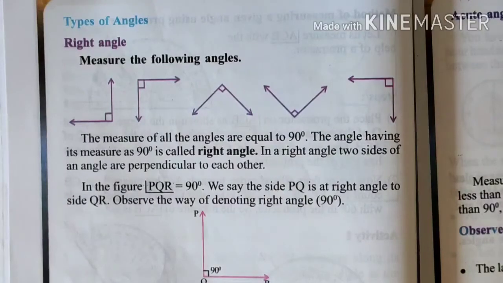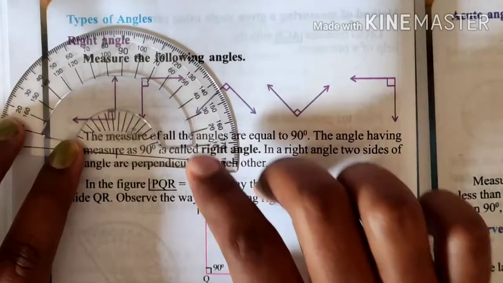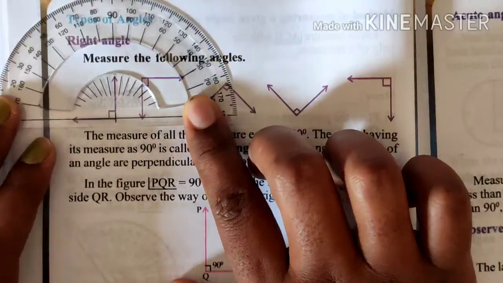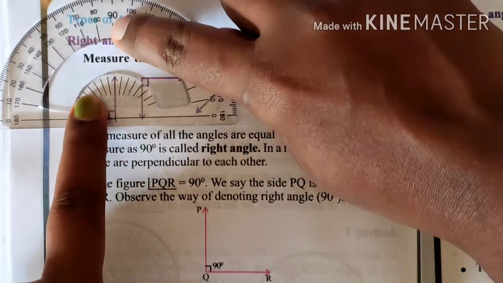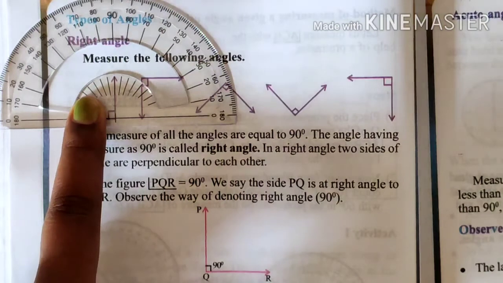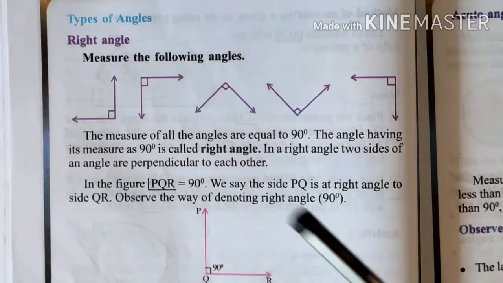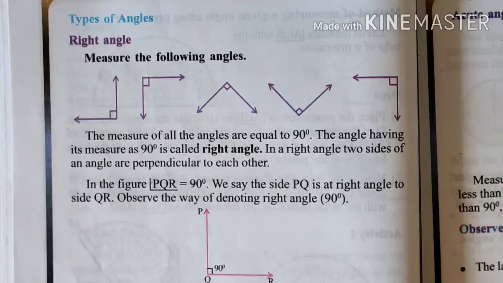Let us learn the types of angles from the reader. First one is a right angle. What do you mean by right angle? We have already seen it in the activity before, but still let us measure all of the angles. Now if we measure the first angle, keep the center of the protractor at the vertex, and then the line should coincide with one side. The other side that goes up measures 90 degrees. You can see it clearly. All the angles here are equal to 90 degrees. The angle having a measure of 90 degrees is called a right angle.